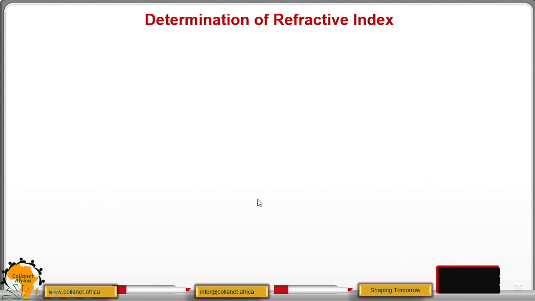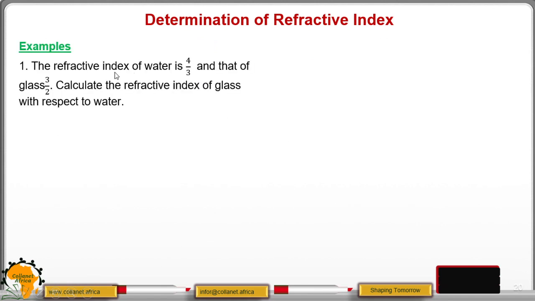Then from there, we have an example here. The refractive index of water is 4 over 3, and that of glass is 3 over 2. Calculate the refractive index of glass with respect to water. We proceed as follows. The refractive index of glass with respect to water will be the refractive index of air with respect to water multiplied by the refractive index of glass with respect to air. Remember, these terms are similar, and the first one here and the last one is here.